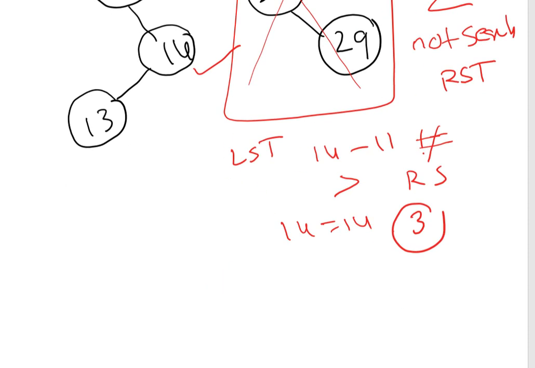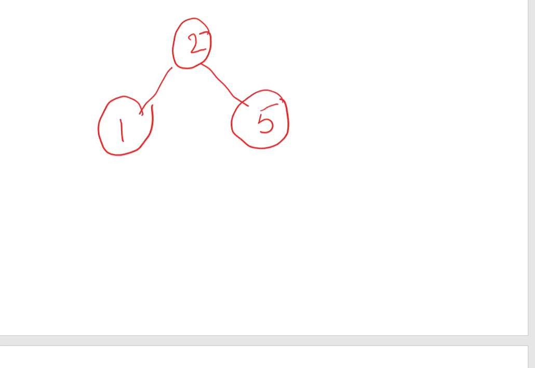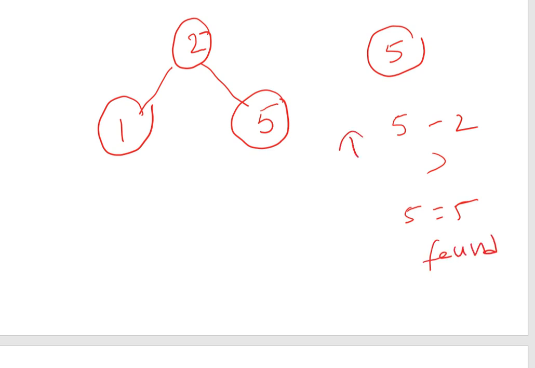Now you want me to say the steps. I will draw one thing. I want to search 5. How many steps do we require? First 5 with 2. Greater. 5 equal to 5. Found the element. First step, second step. Understood, right?